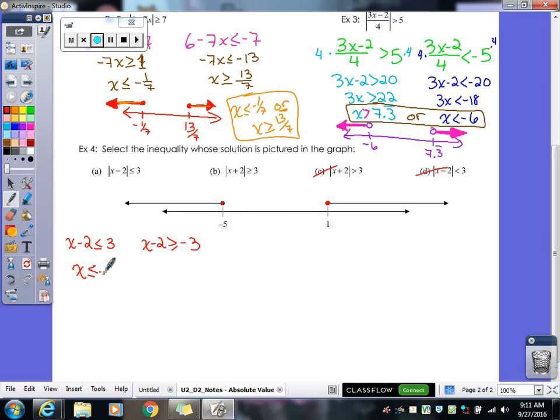So over here I get x is less than 5, x is greater than or equal to negative 1. So if I take a look at my picture though, I have negative 5 and positive 1. Those weren't my answers. So that tells me it's going to be choice B.